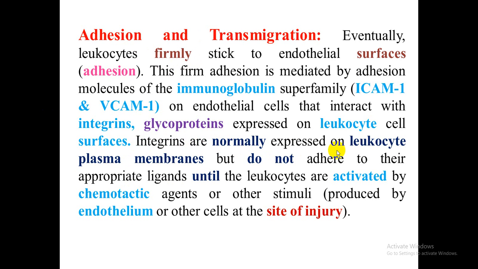Integrins are normally expressed on leukocyte plasma membrane but do not adhere to their appropriate ligands until the leukocytes are activated by chemotactic agent. يعني هو normally present موجود على leukocyte بnormal state but not adhere to specific ligands إلا بعد ما يصير activation للليوكوسايت by chemotactic agent. chemotactic اللي هي الكيميكال mediators اللي يسوي recruitment، يعني استدعاء للليوكوسايت to affected site or to site of causes, produced by endothelium or other cells at site of injury.